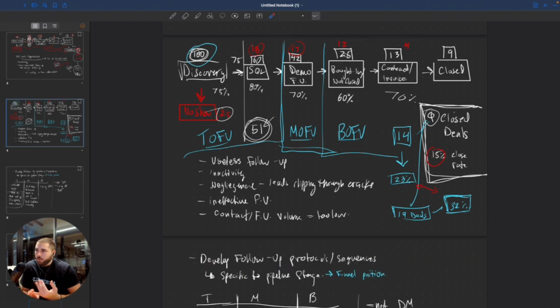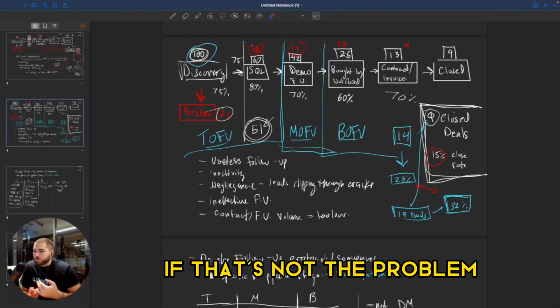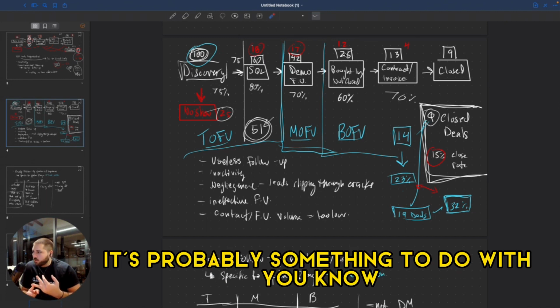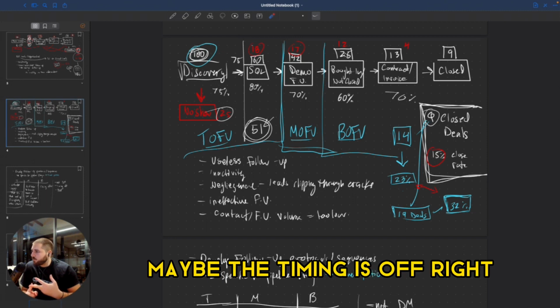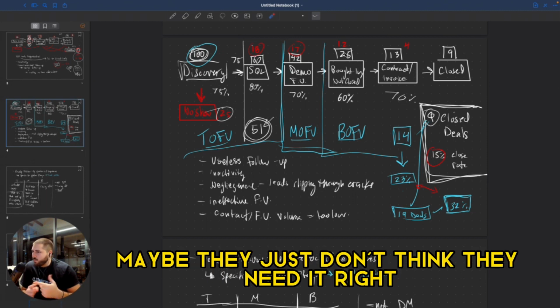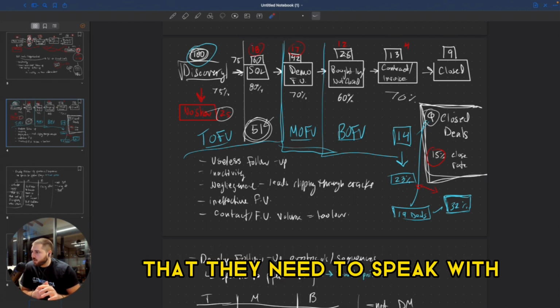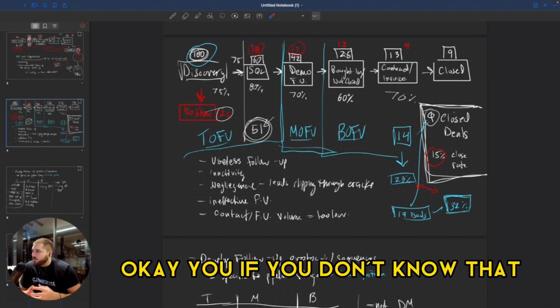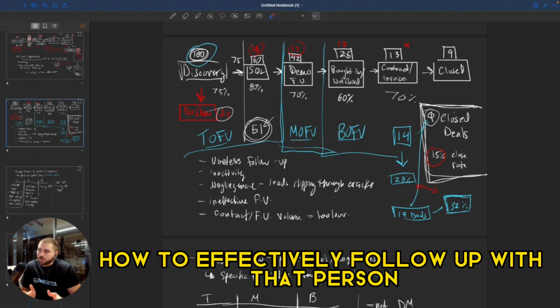Because you can. If that's not the problem, it's probably something to do with their budget, right, or the investment. Maybe the timing is off, right? Maybe they just don't think they need it, right? Maybe they have partners that they need to speak with. Okay, if you don't know that, you're not going to know how to effectively follow up with that person.